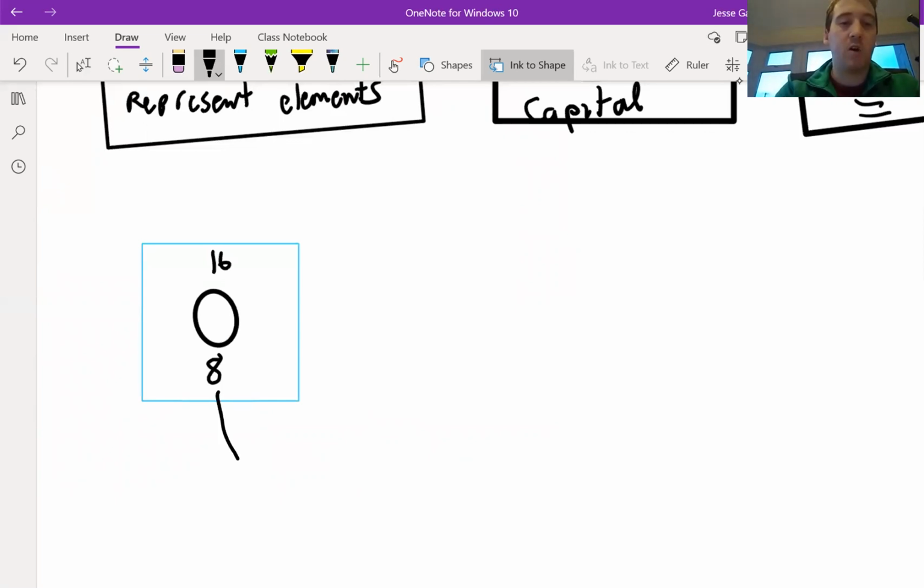This number here, the smaller number, is something called the atomic number. And it kind of sounds like the word atom, so atom number or atomic number. Okay, it's the smaller number.